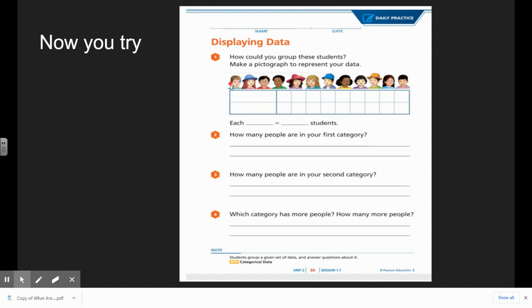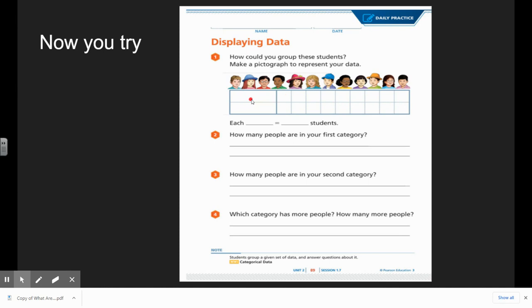Well, maybe I want to group them by students wearing hats and no hats. So how many students are wearing hats? 1, 2, 3, 4. So I have 4 wearing hats. And then I have 1, 2, 3, 4, 5, 6, 7, 8 without hats. So I have 4 hats, 8 no hats. How could I represent a picture? Maybe I draw a quick little ball cap, and each cap represents 2 students.